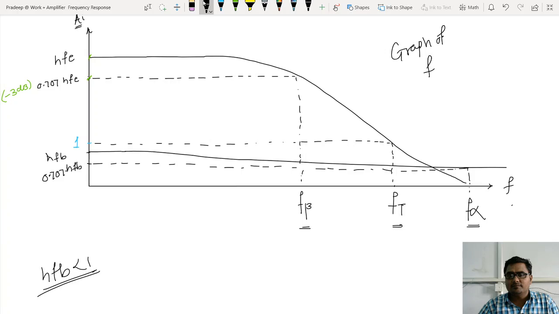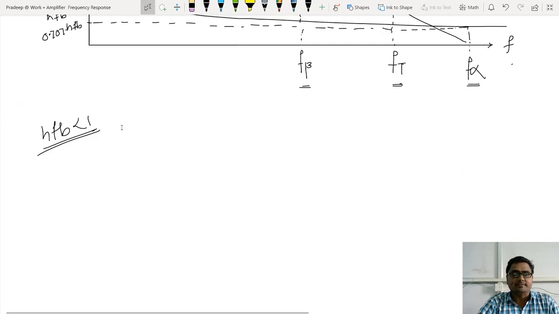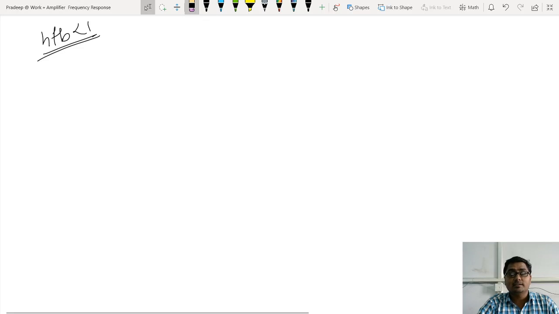Graph of F beta, F alpha, and even Ft product. I told you why it is called gain bandwidth product. The frequency at which AI falls to 1 or AI is equals to 1 is what your Ft. That is gain bandwidth product. Now practically when you are working with the CE amplifier in lab, so what is the use of that Ft, or how can I interpret the value of Ft?